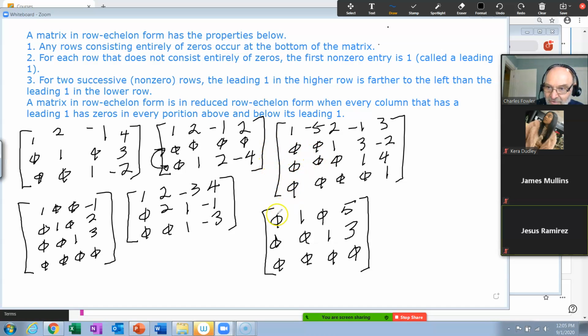Where's my pen? There it is. This is row echelon form. That one's not. This one is. That one is. That one's not, but this one is. So A, C, D, and F, yes. The matrices D and F, this one and this one, are the only two in reduced row echelon form. Very good.